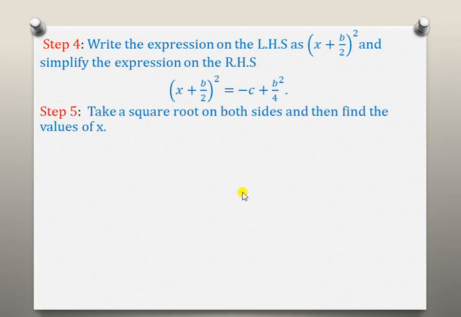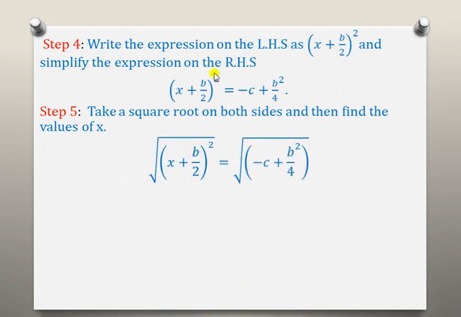Step number 5, you take the square root on both sides and then find the value of x. So what do we mean by that? You simply take a square root to remove the square. But when you take it on this side, you also have to take a square root on the right hand side. And that is how we came up with this step. Should you do so, this square here cancels with the square root. So it means we shall remain with x plus b out of 2, giving us positive or negative square root of what we have inside this bracket.